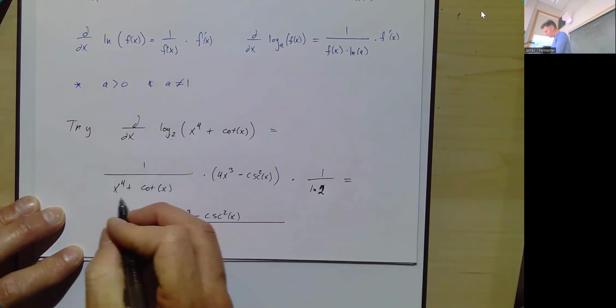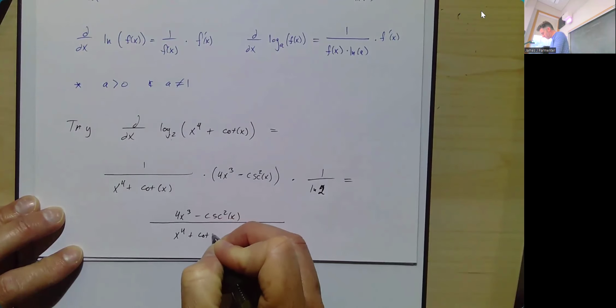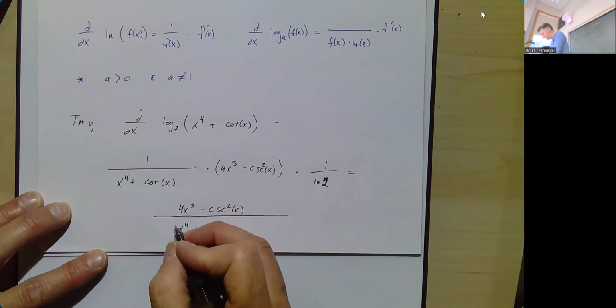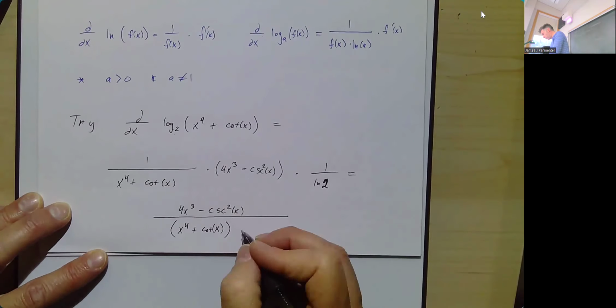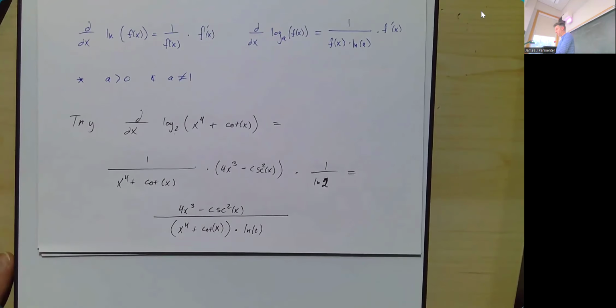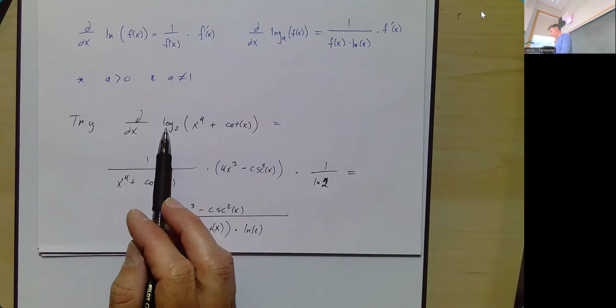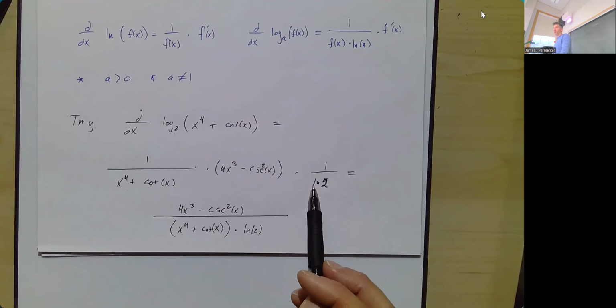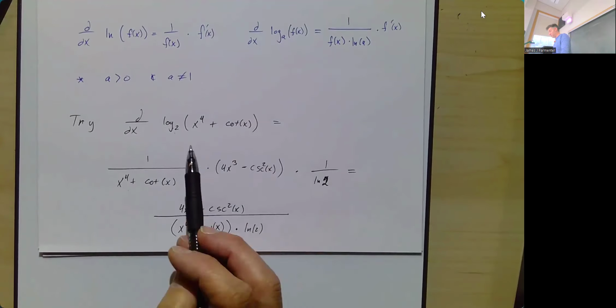So then we have on the bottom x to the 4th plus cotangent of x. And we really have to have parentheses around that so that it's all being multiplied by the natural log of 2. It would not be correct if you didn't write parentheses down there around the x to the 4th plus cotangent of x. So that's how we can make it look nice. But really, you should know derivative of log of stuff is 1 over the stuff times the derivative of the stuff times 1 over the natural log of your base, which was 2 in this case.